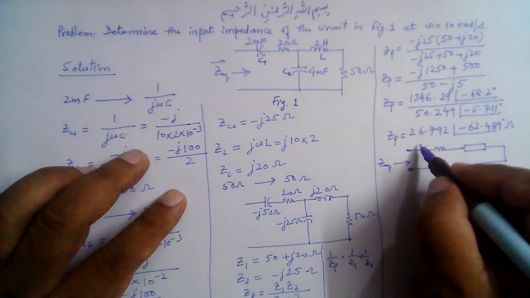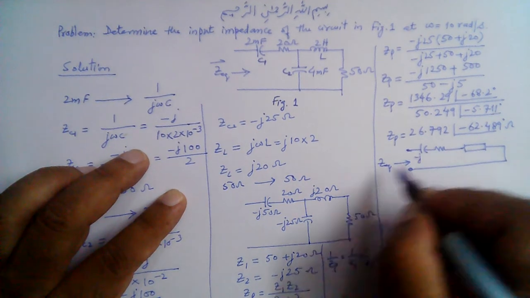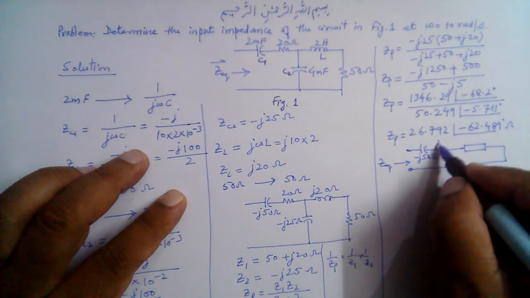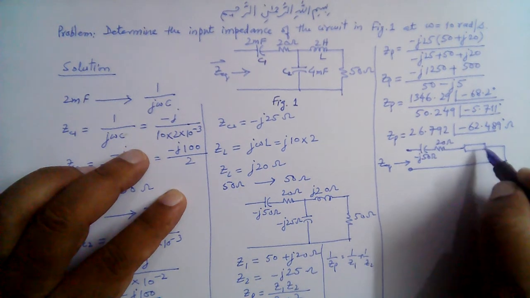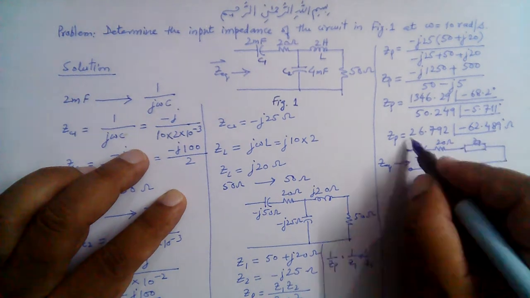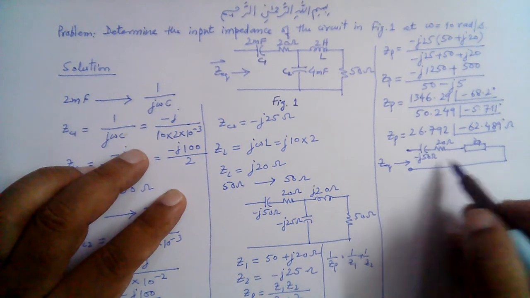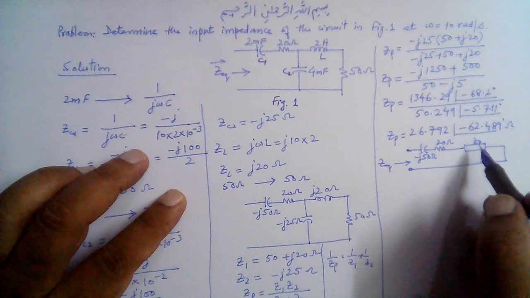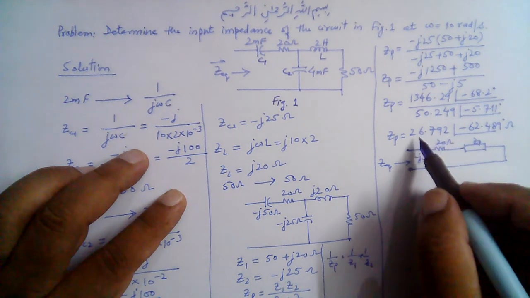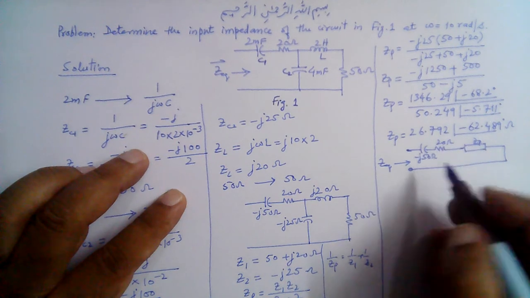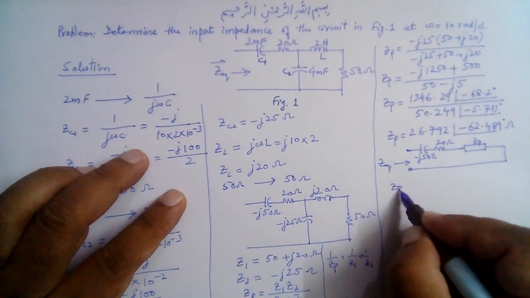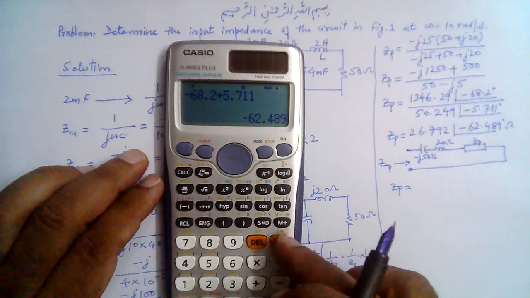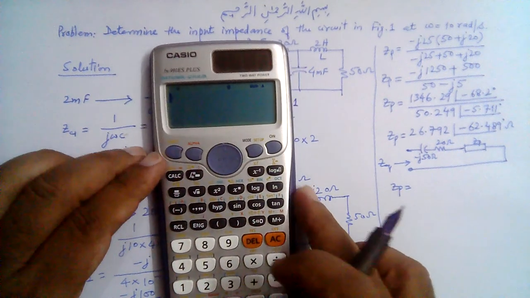This is minus j50 ohm, this is 20 ohm, and this is our Zp that we have just determined. So we need to add these three impedances together. It will be better if we transform this impedance here from the polar form to the rectangular form. So Zp expressed in rectangular form.